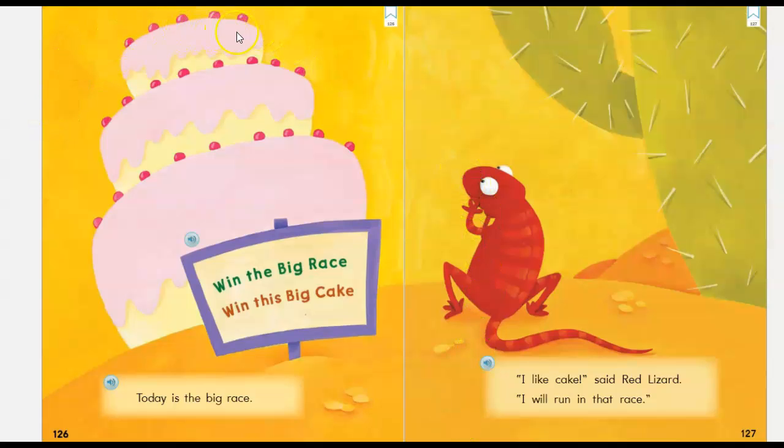And here we see a big picture of a cake, and the sign says, "Win the big race, win this big cake." So Red Lizard said, I like cake. I will run in that race.